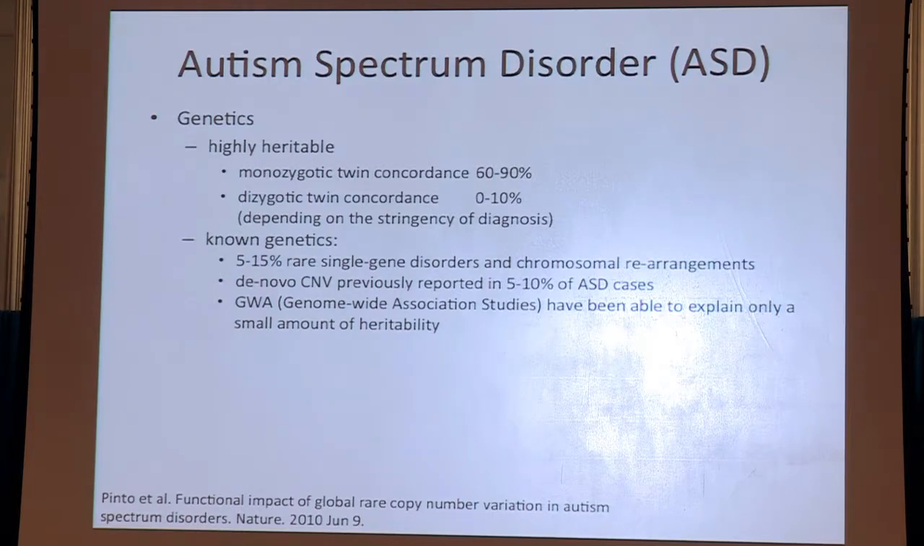Some of the genetics of the disease have been explained by rare single mutations. But when the study was published, there was increasing evidence to suggest that de novo rare copy number variants, which are copy number variants that were not present in the parents and were generated de novo in the child, might be involved in autism spectrum disorder.